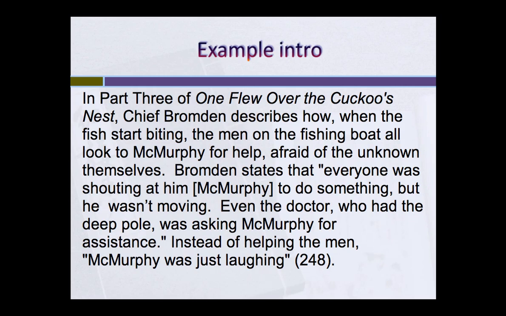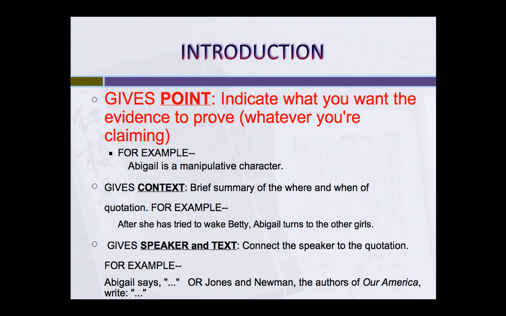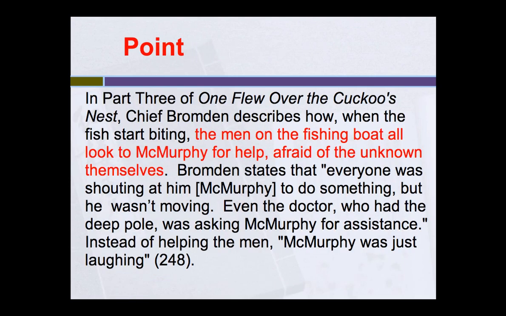Okay, that's the context. Then we have the quotation. Who's speaking it? Bromden, stating that everyone was shouting at him to do something, but he wasn't moving. Even the doctor is asking McMurphy for assistance. And here's the point, or the little elaboration of that. Instead of helping the men, McMurphy was just laughing. So we've got the point. McMurphy, we know where this is happening, and we know what he's doing, and we can see what the reader wants to make of that. The men of the fishing boat all are looking to him for help, afraid of the unknown themselves.